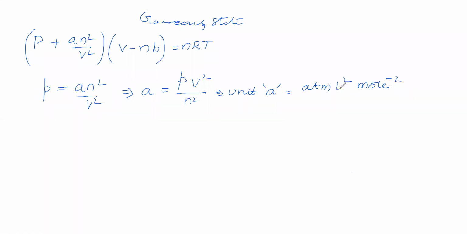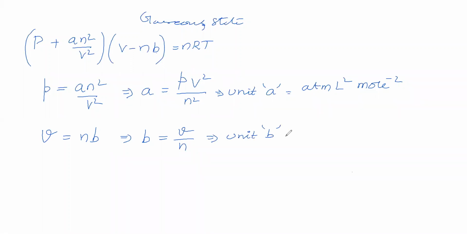So next, volume correction we'll see. In this, V is called volume of gas or volume of vessel. This nb is called volume correction. So volume correction is equal to nb. Now in this, van der Waals constant b is equal to volume correction by n. Now unit of b we will see.